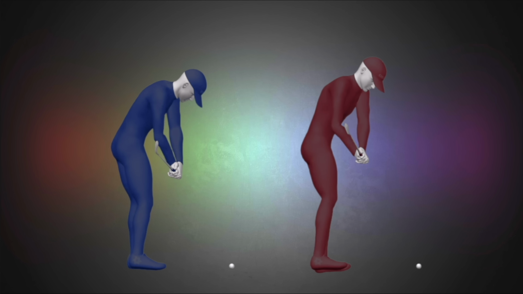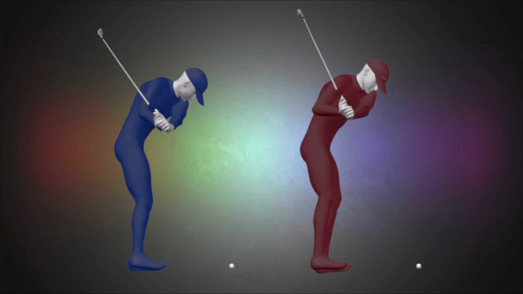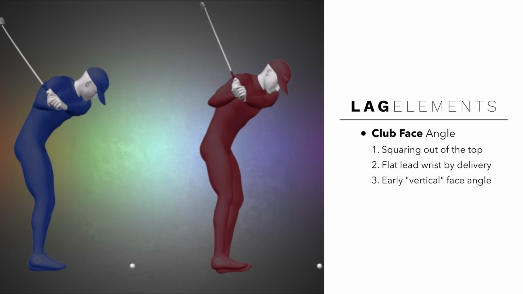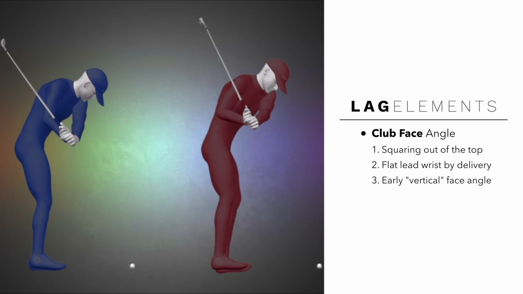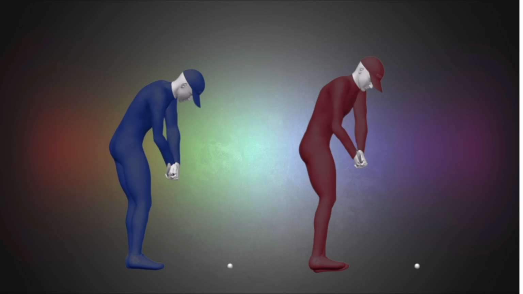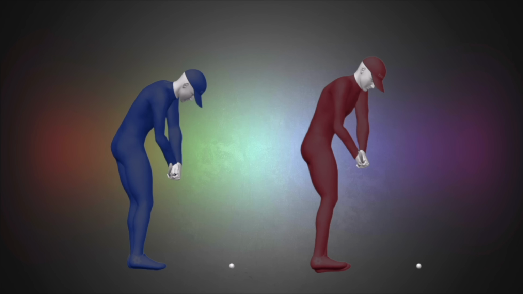So the number one, or I won't say number one, I'll say our first element that we're going to look at is club face angle. How strong or how weak is your club face coming out of the top of the swing to right here at shaft parallel? If you want to create more lag in your swing, this needs to be on the stronger side. We don't want it on the weak side, especially not with a cupped left wrist.